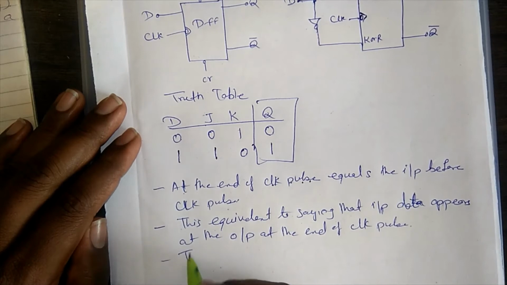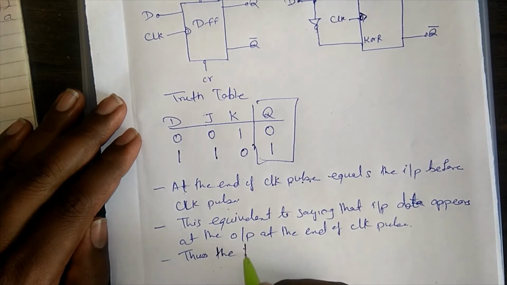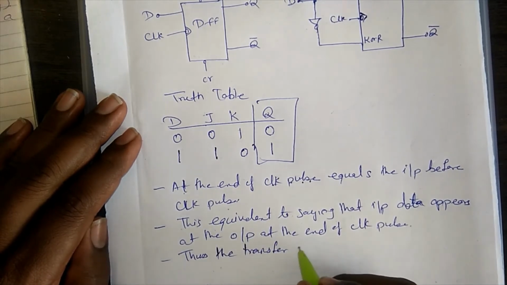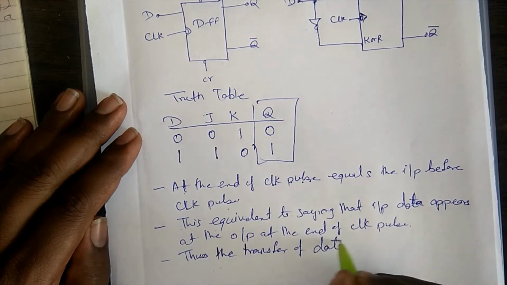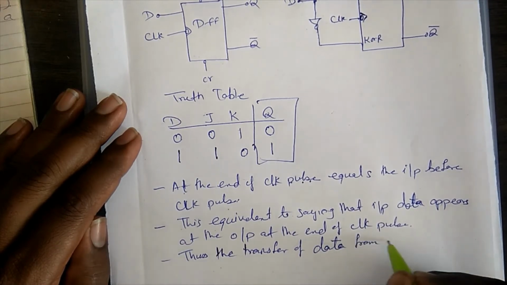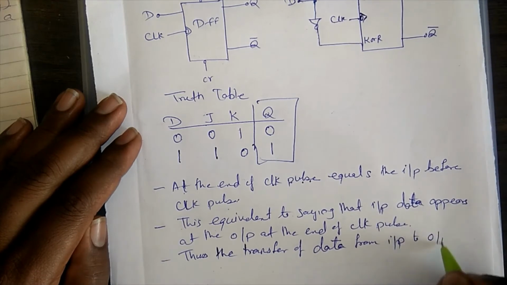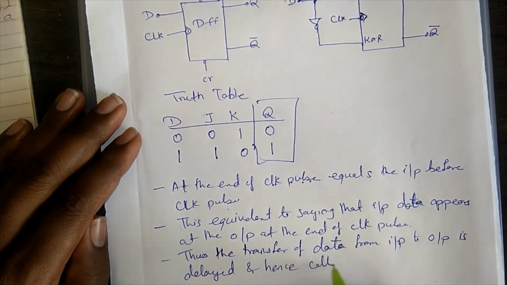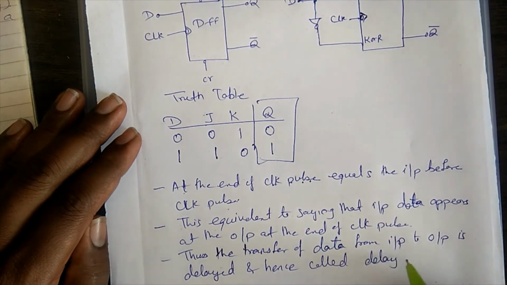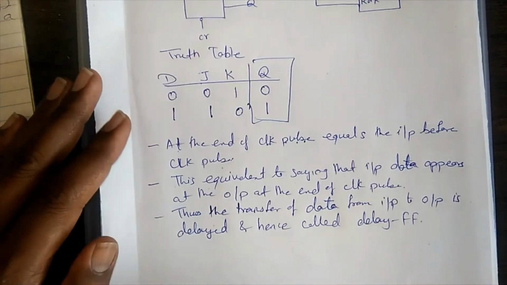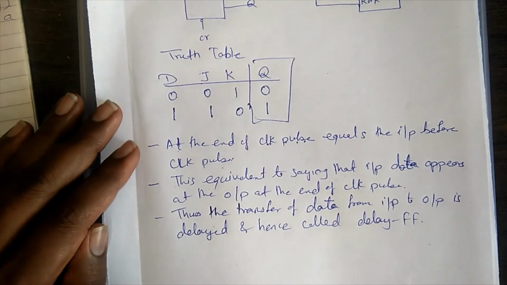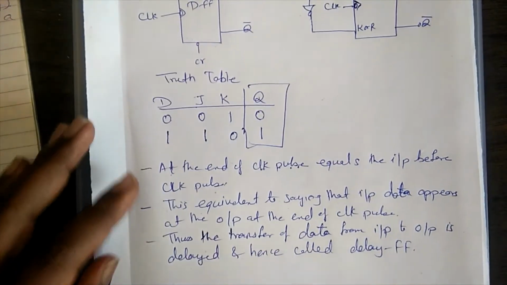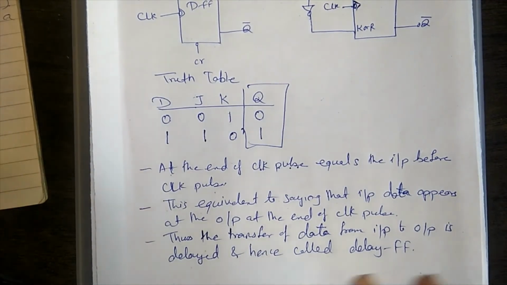Thus the transfer of data from input to output is delayed, and hence it is called a delay flip flop. That's why it's called a D flip flop or delay flip flop. It's also known as a D latch. Both are mainly temporary.